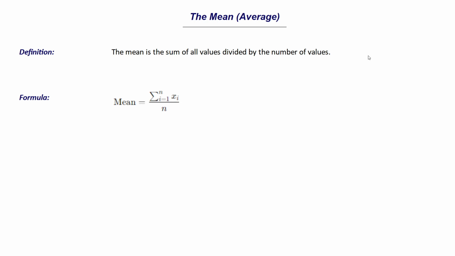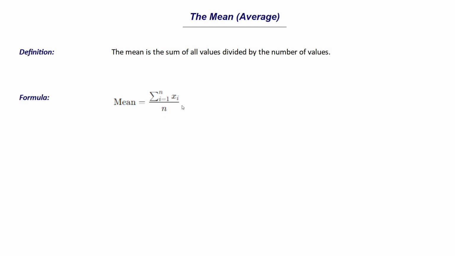First, let's start with the mean, which is also called the average, something that every one of us would have already studied or would already know. The mean is the sum of all values divided by the number of values. The definition is pretty straightforward. If you have 10 numbers, you add all those 10 numbers and divide by 10. So it's the sum of all the numbers divided by the total number of numbers present. This is the formula: summation of x divided by n.